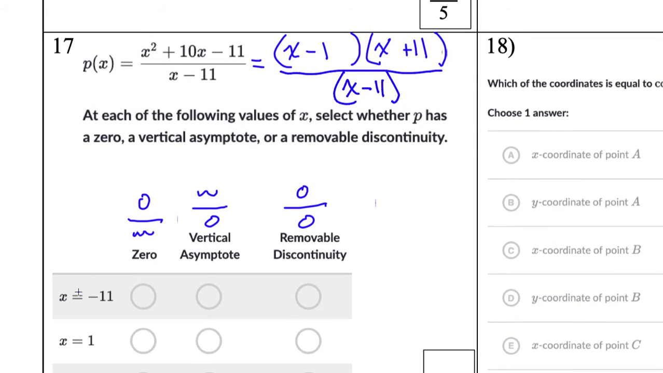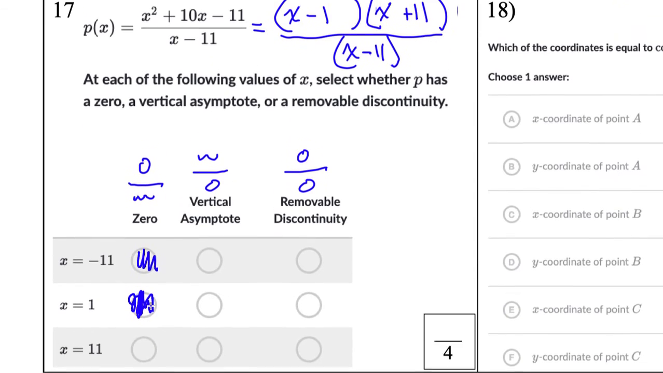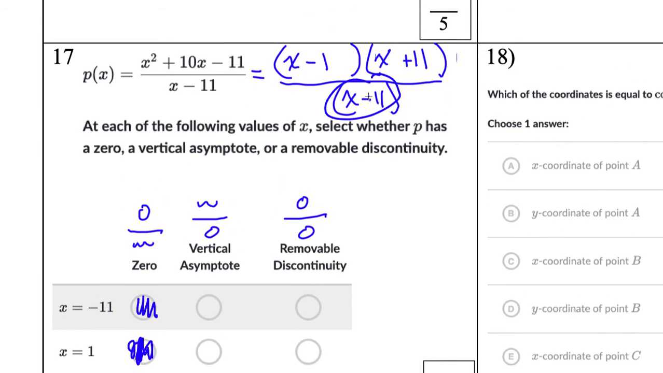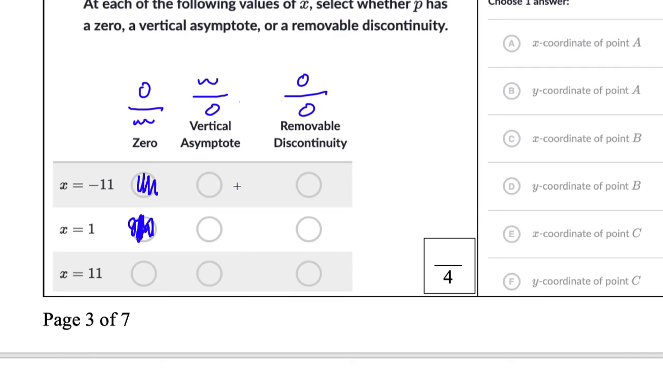So if I plug in x equal to negative 11, that makes this x plus 11 a 0, which means I have a 0 only on the top. If I have a 0 only on the top, that is a zero. If I plug in 1, that will make this top a 0 as well. So that again is a zero. And if I plug in 11, that makes the denominator 0. When the denominator is 0, that is the vertical asymptote.